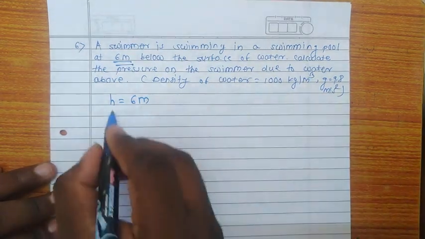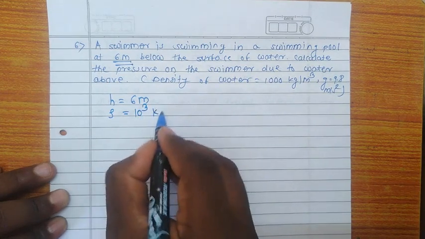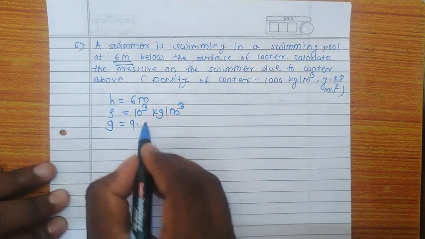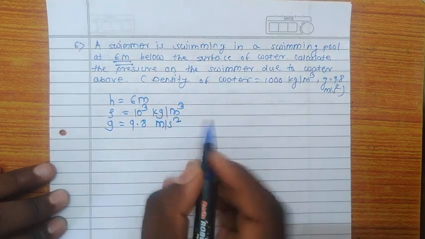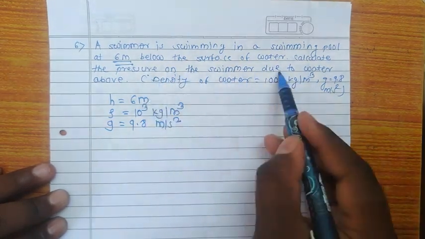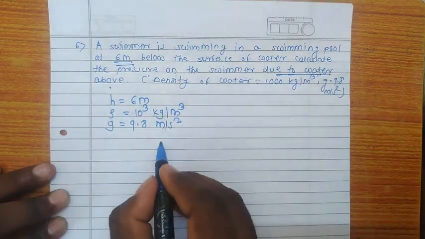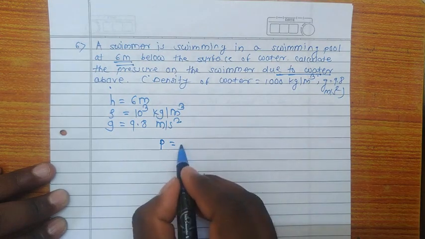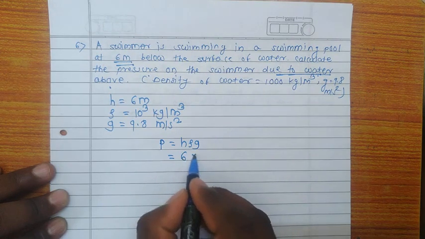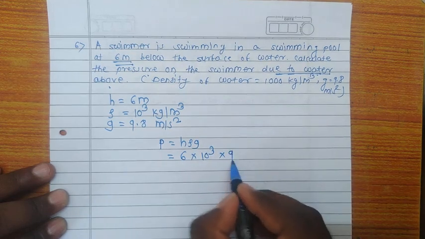So density of water is given, rho is equal to 1000. It means 10 raised to 3 kilogram per meter cube, and g is equal to 9.8 meter per second square. Now in this question we have to find the pressure on a swimmer due to water. So pressure due to liquid, what is the formula for pressure due to liquid? P is equal to h rho g, which will be equal to height 6 multiplied by density 10 raised to 3 multiplied by g, 9.8.